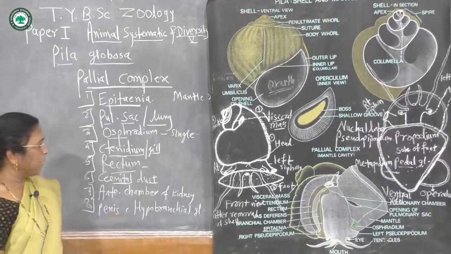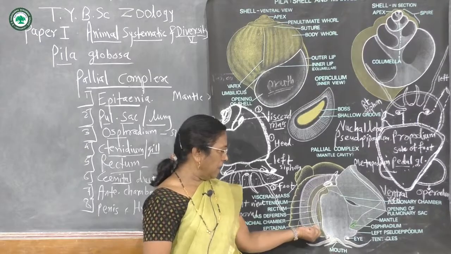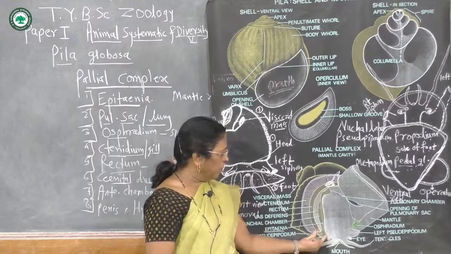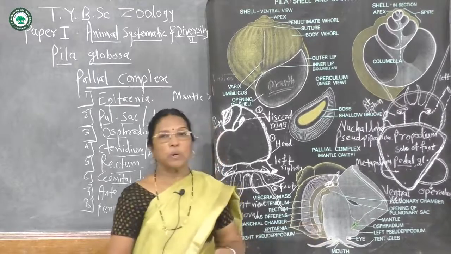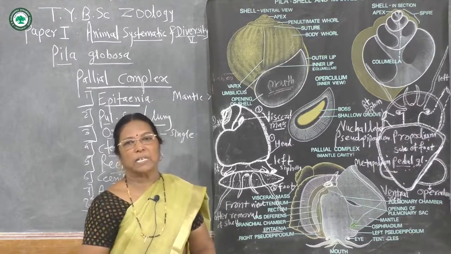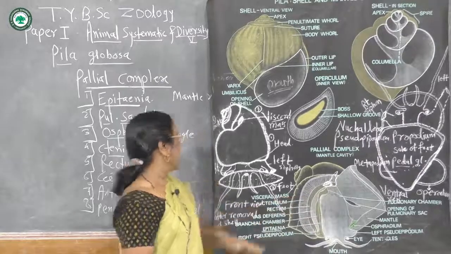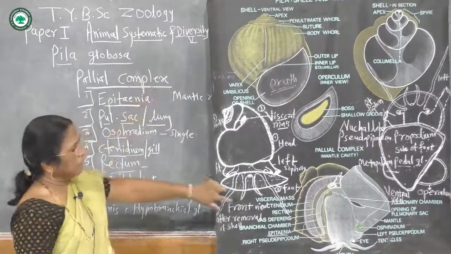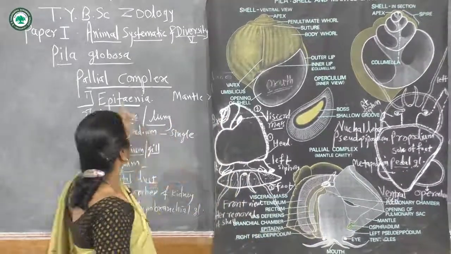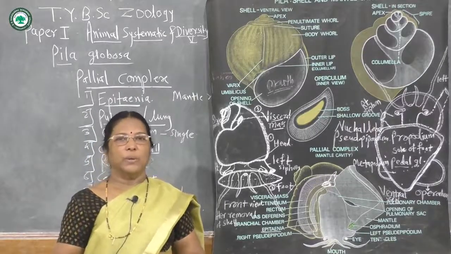Then the penis and hypobranchial gland. At the base of the vagina or vas deferens, behind the right nuchal lobe, there is the presence of a prominent penis in male. In female, the penis is absent, but the hypobranchial gland is present in both sexes, and these are all the organs present in the pallial complex. Means within the mantle cavity, all these main body organs present are called the pallial complex. We will see the next topic in the next video. We'll stop here.